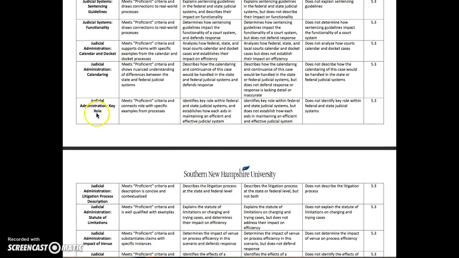The only thing I would add here under administrative key role is include personnel. A lot of you included different types of programs that courts have, but we're talking about the key role. Look at the individual, look at people whose jobs it is within the court system and their role in adding the effective layer of judicial efficiency. Okay.